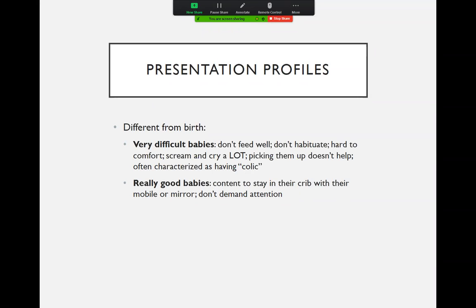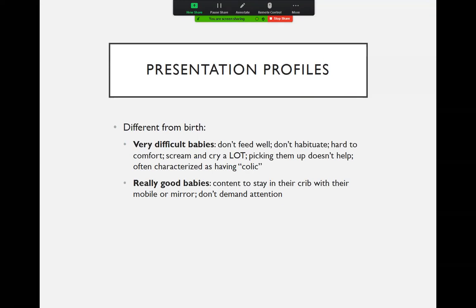And so some of the things that we do see when these individuals are infants even, is that they generally are described in one of two ways. Very difficult babies. They don't feed well. They're hard to comfort. You can rock and walk and sing all night long, and it's hard to get them to settle. They scream and cry a lot. And when people tell us they scream 24 hours a day, trust me, I believe you. Picking them up doesn't help. Sometimes they're told by their doctors that this baby has colic, but their colic seems to last 24 hours a day and goes on for a very, very long time.